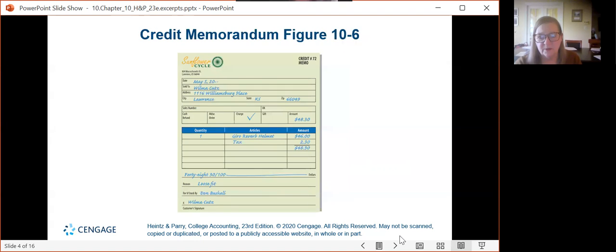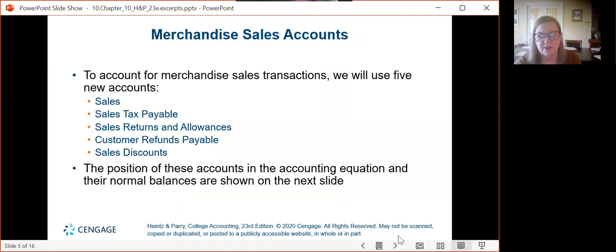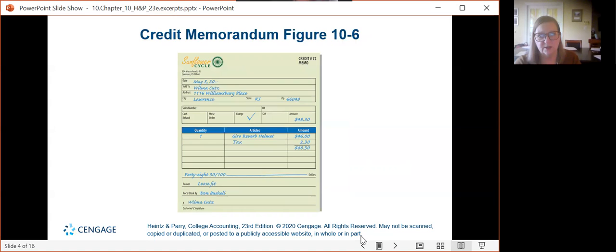Okay, so then we got that credit memorandum. We talked about that. This one usually is related to the retail side of things too, where retailers sell to customers, because it's just a return. The customer hands it back and you have to refund the tax part too.